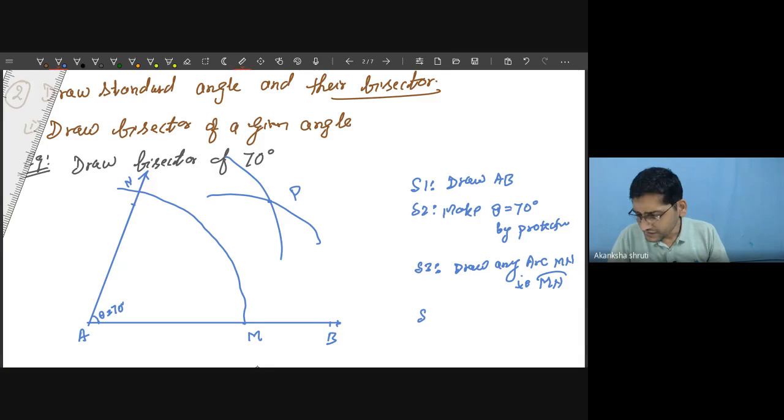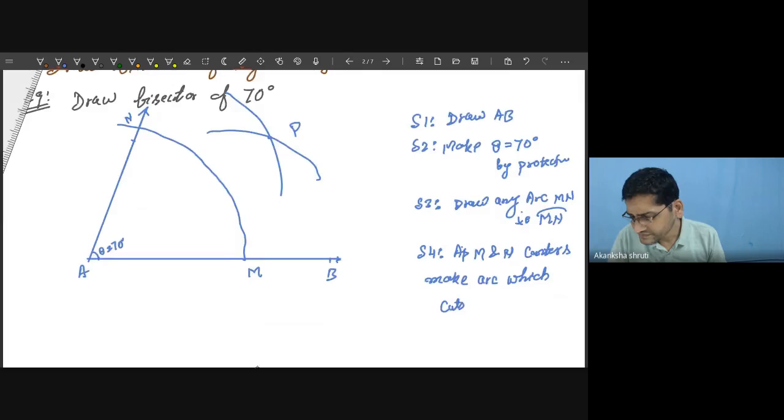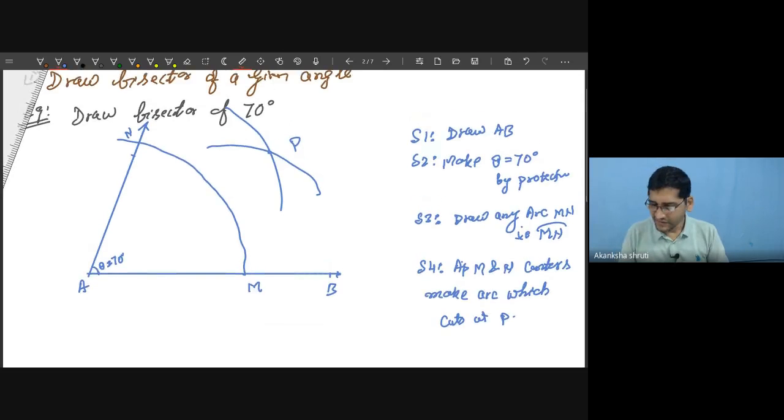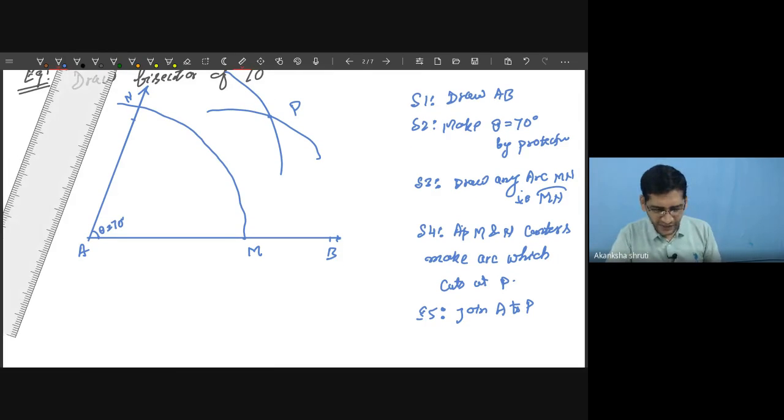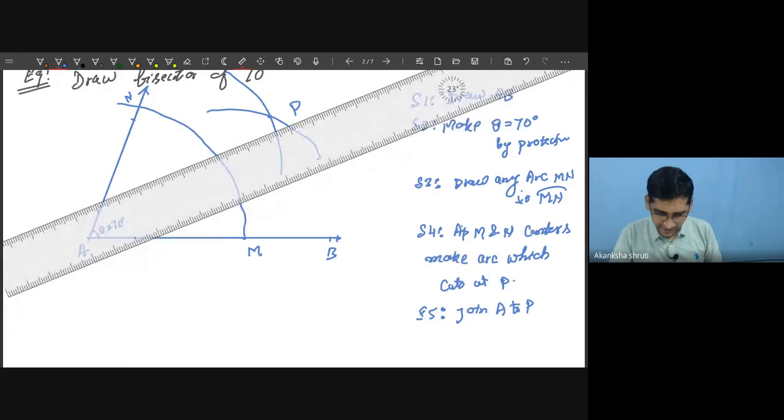So step number 4: with M and N as centers, make arcs which cut at P. Then step number 5, you have to join A to P, A to P. Then the line joining A to P will be the angle bisector.